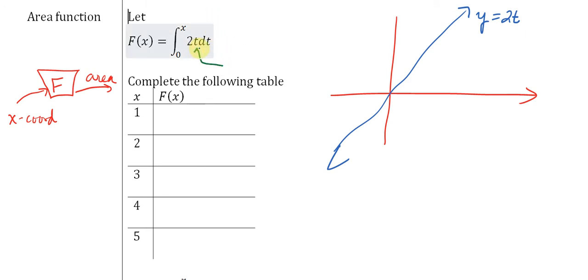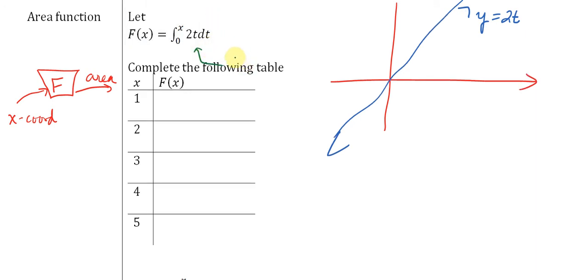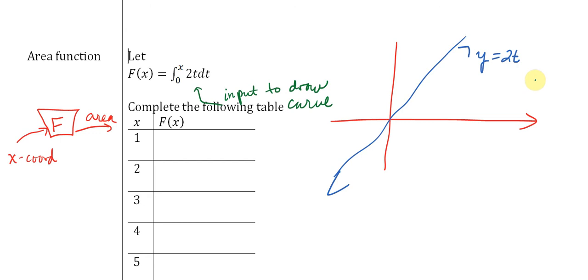I'll say this: t helps us determine how to draw the curve. So this is the input to draw the curve, the curve y equals 2t. And x is the input to determine the definite integral, or the area.